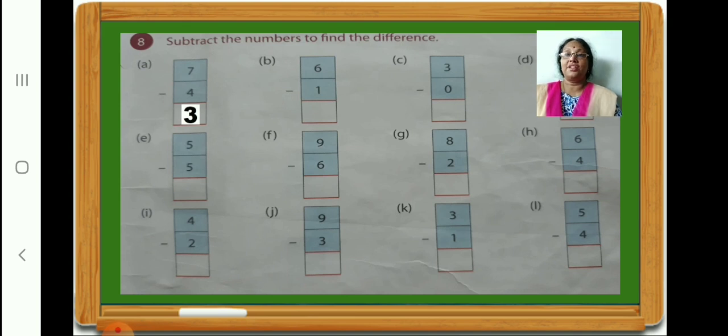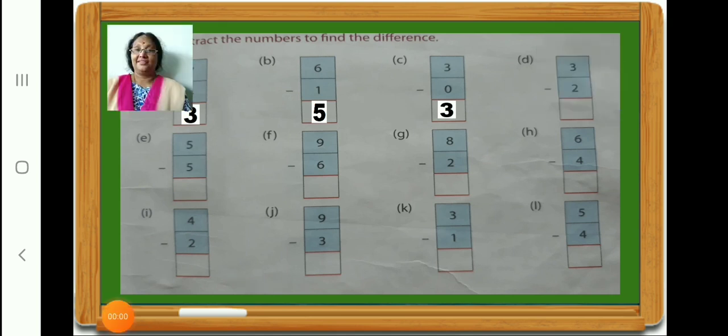Now let us do the next one. 6 minus 1. Ready with your answer children? Yes, 6 minus 1 is equal to 5. Now let us do 3 minus 0. 3 minus 0 is 3. So write 3 children. Now children, let us do question D. 3 minus 2. Children, ready with your answers? How much is 3 minus 2? 1. Write 1.